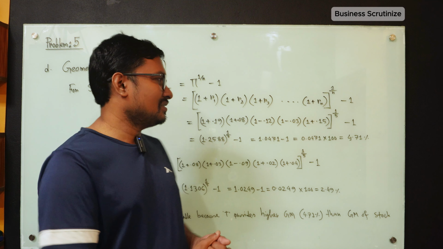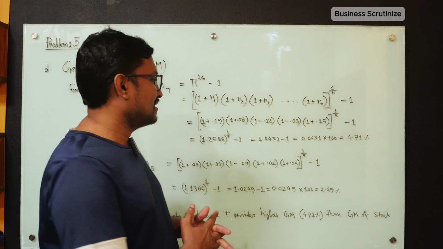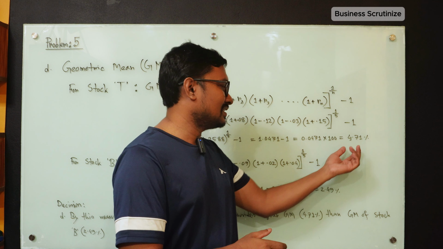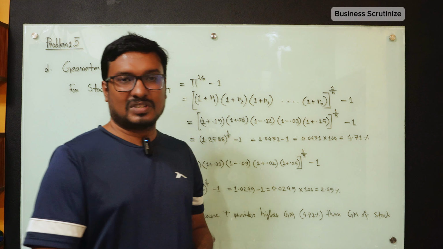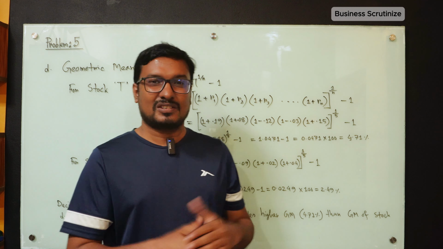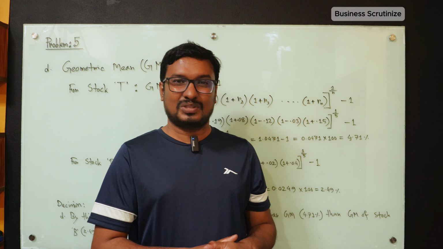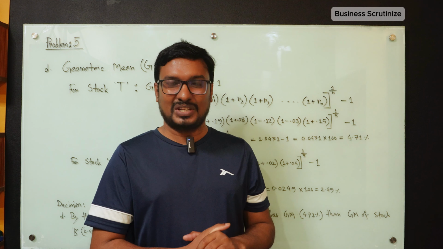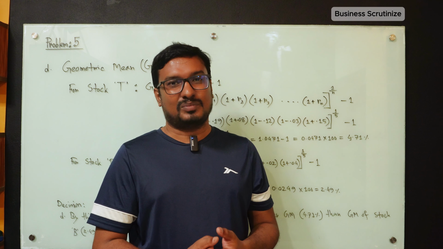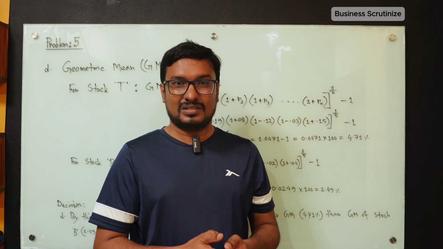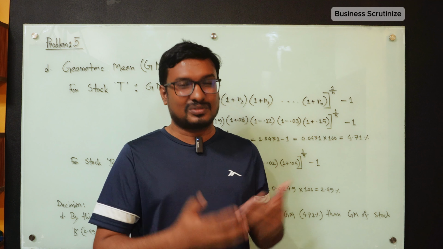Comparing the two stocks, stock T and stock B, we can consider that stock T provides a higher return than stock B. It is 4.71%, and stock B provides 2.49%. So stock T is more preferable than stock B due to its higher return. In this way you can compute the geometric mean. And now we will also discuss some of the things that we have been asked to discuss in the problem, or to make a decision. So let's see how we can discuss those things.